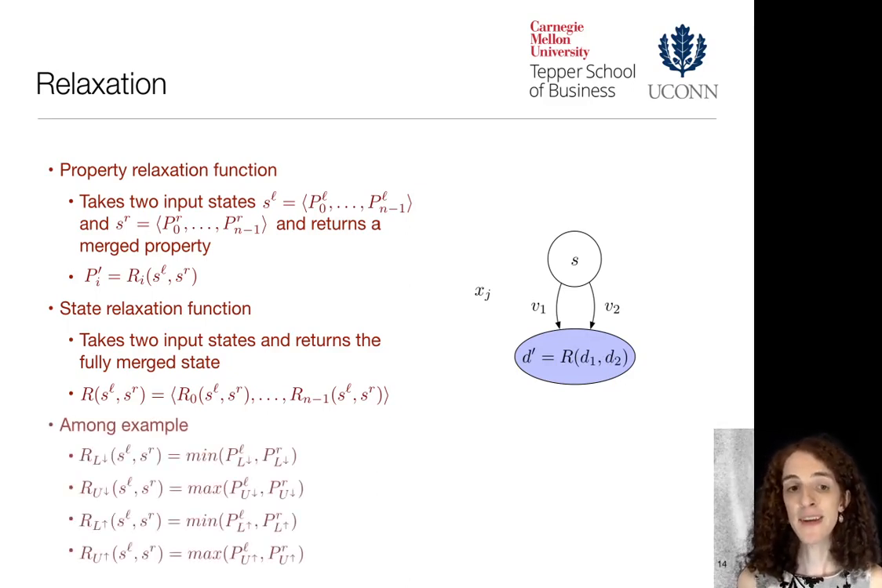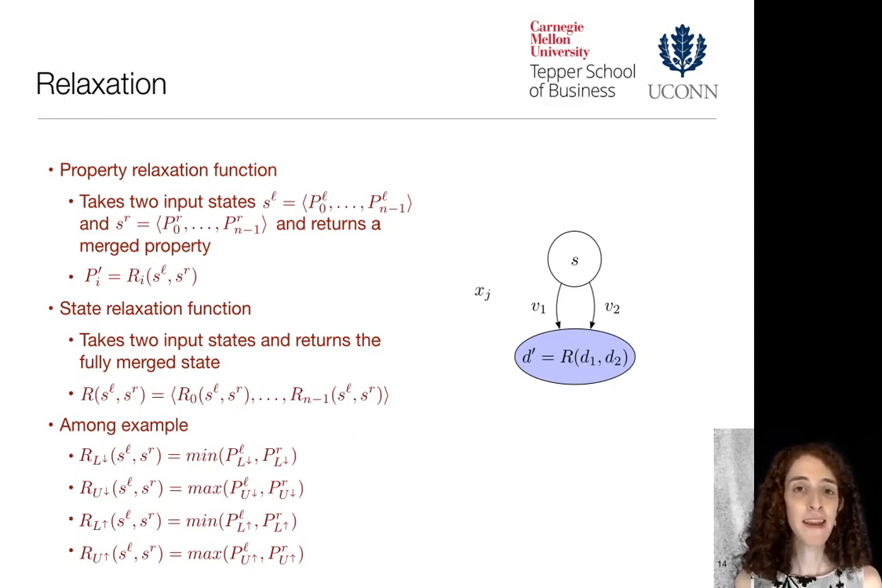Because it's a relaxation, it's going to often be either a minimum or a maximum. In the case of our among example, we take the minimum of the lower bound properties and the maximum of the upper bound properties. Also, because we take as input 2 states and return one new state, if we have any number of incoming arcs with their own states, then we can just pairwise call the relaxation function until we're left with only one state, and that state would represent the relaxation of all of the initial states.